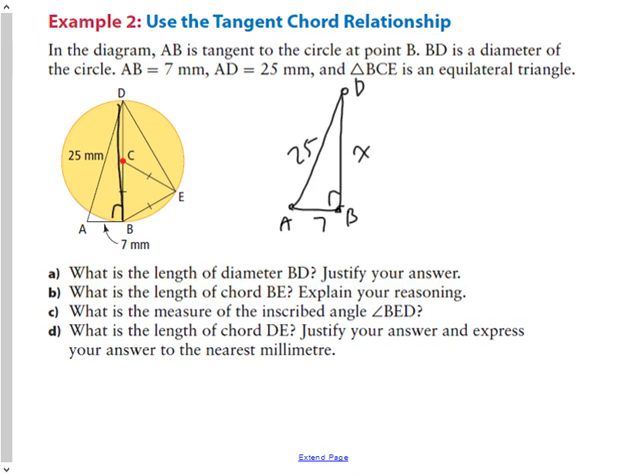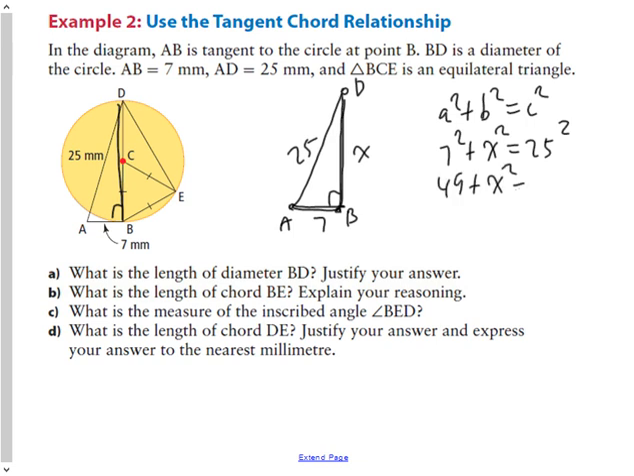So this time I'm not going to actually draw squares. I'm actually going to use the theorem itself. A squared plus B squared equals C squared is your formula. So 7 squared plus X squared equals 25 squared would be what it would look like after I substitute. Remember, the legs of a right triangle are the two that make up the 90 degrees, and the hypotenuse is the longest side across from the 90 degrees. So 49 plus X squared equals 625.